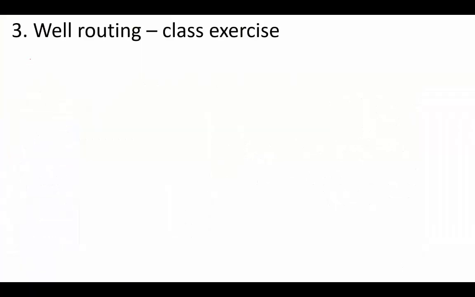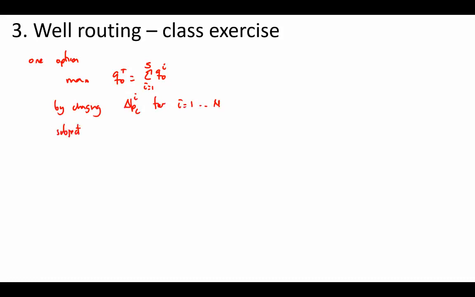Okay, so let's say one option is to say: maximize Q oil total, which will be the sum of Q oil of each well from 1 to N, by changing delta P choke of well i, for i from 1 to N, subject to, in this case, the sum of Q gas of each well has to be below or equal to the Q gas maximum, and the sum for i from 1 to N for all wells of Q water i will be less or equal than the Q water maximum.